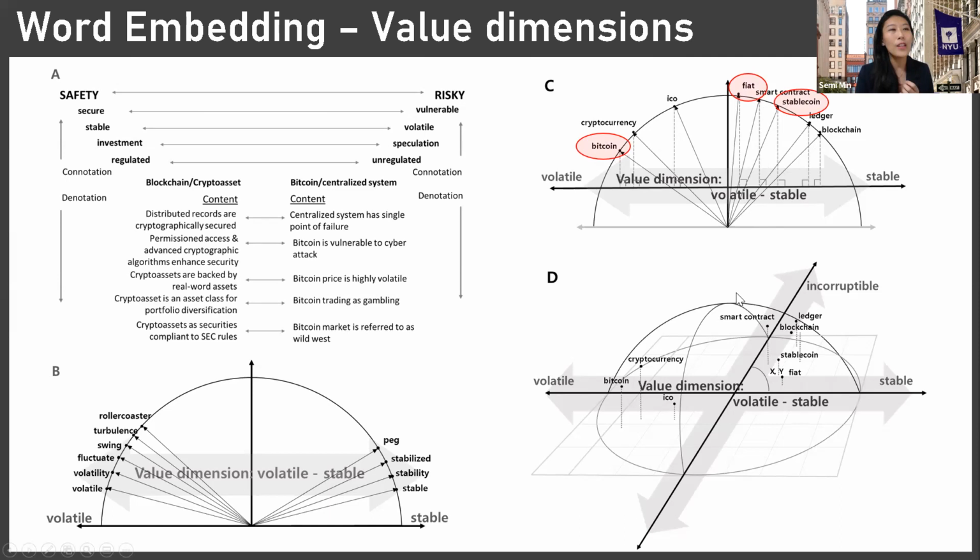We can also add another dimension, such as incorruptible and corruptible, in this word embedding space and plot the technology features in this 2-dimensional space. As you can see from this figure, the ledger and the blockchain are located at the corruptible and stable space, but Bitcoin is located at the volatile and corruptible space, right?